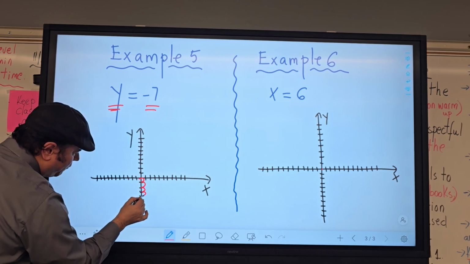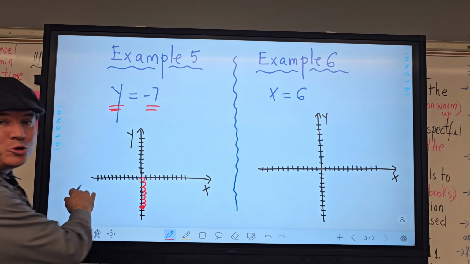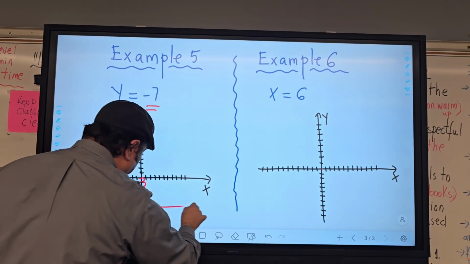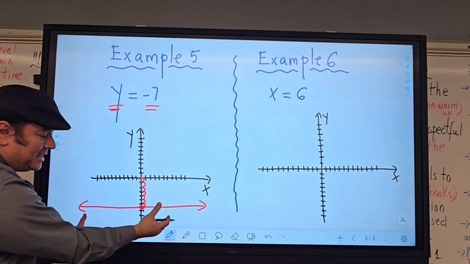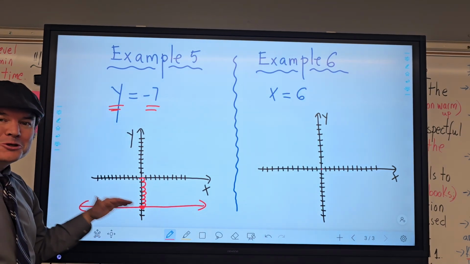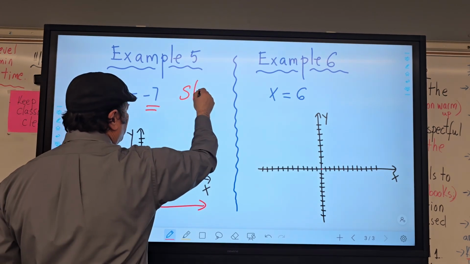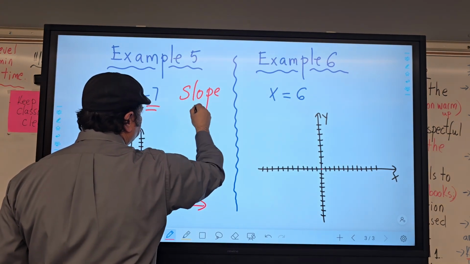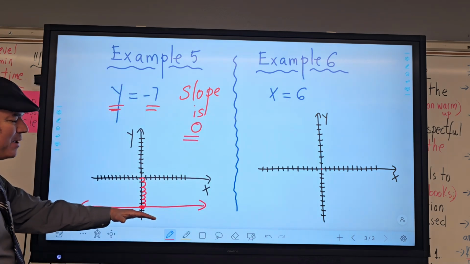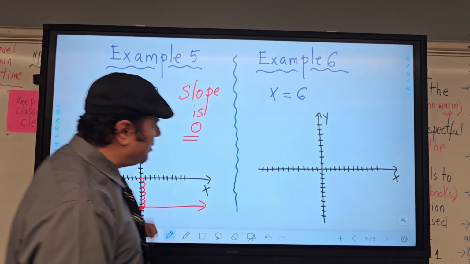1, 2, 3, 4, 5, 6, 7. And at negative 7, we are going to draw a horizontal line. And this is our graph, y equals negative 7. And in this case, slope is 0. Remember, the line is parallel to the x-axis when y equals a number.